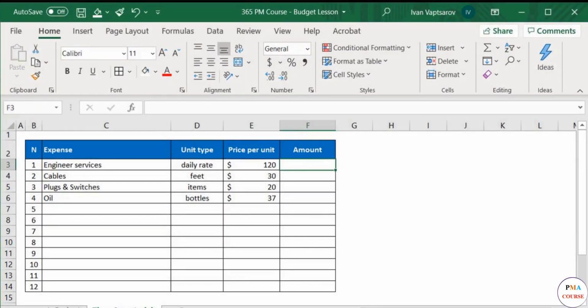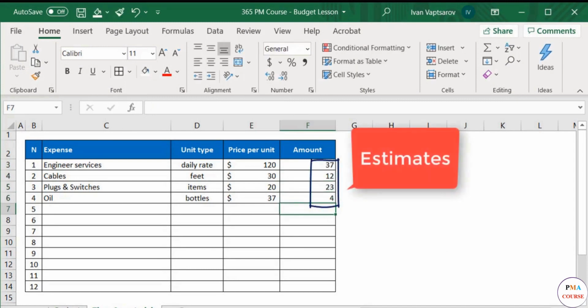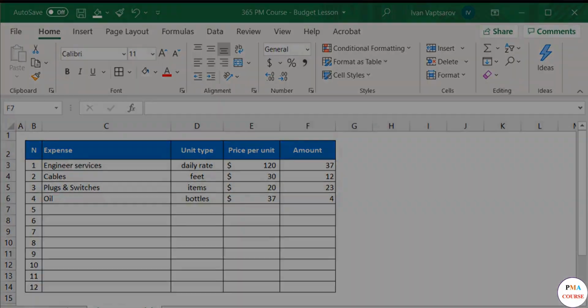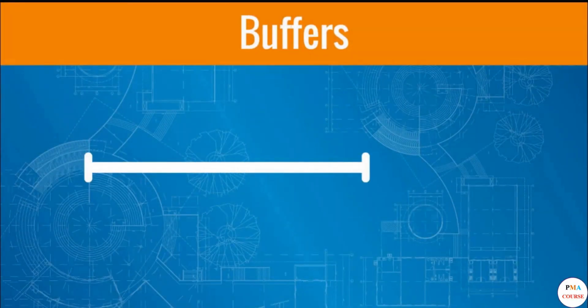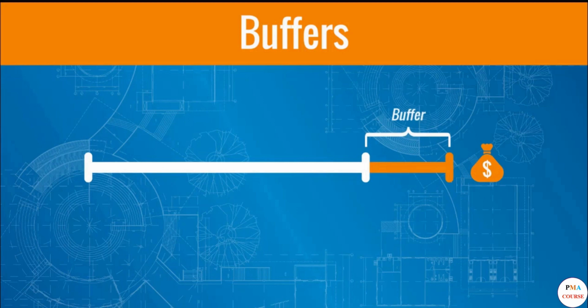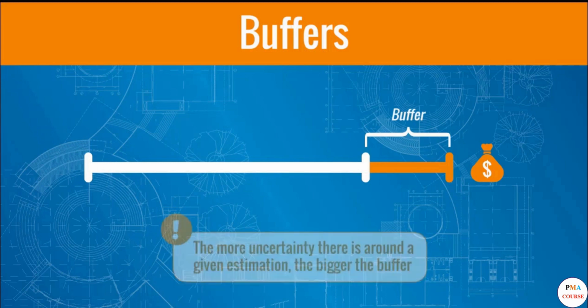Okay, once the estimates are available, the project manager can add them to the column. Hey, remember the buffers? Considering that estimations are not 100% accurate numbers, this is a particularly good place to introduce some buffers. As we have mentioned in the planning lessons, buffers are strictly dependent on the specific case at hand. The more uncertainty there is around a given estimation, the bigger the buffer to be added.